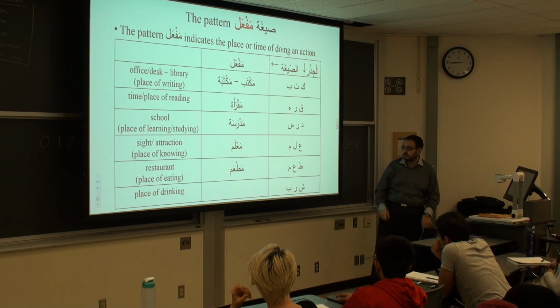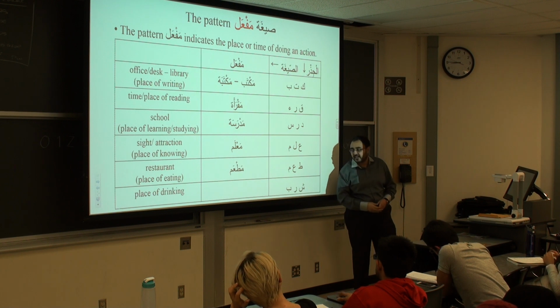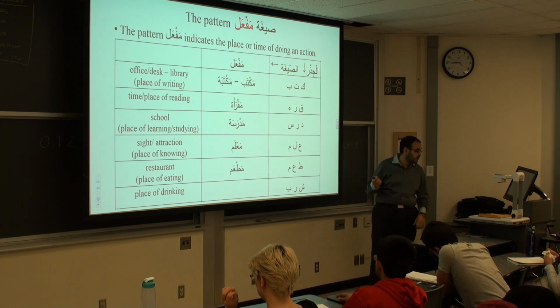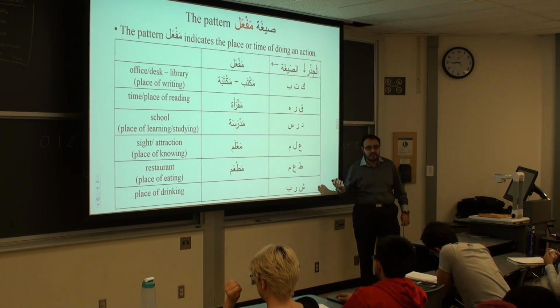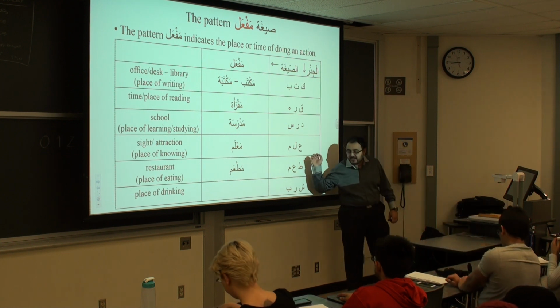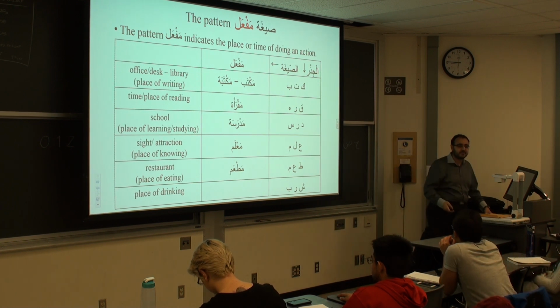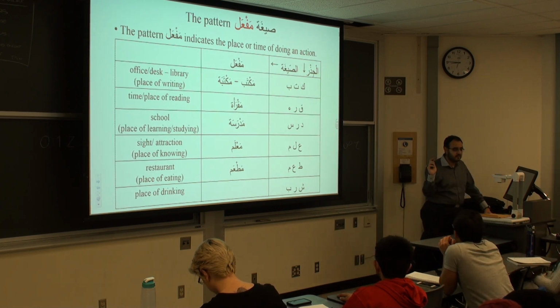And finally, Aya, can you tell us what's missing? Yeah, it will be mashrab, exactly. The root shin, ra, ba has to do with drinking. So mashrab will be the place of drinking. Any questions about this slide?